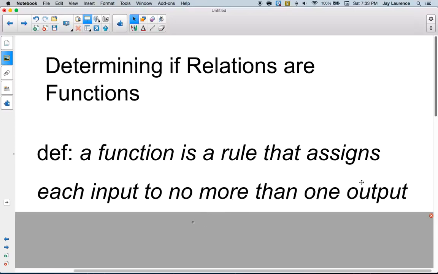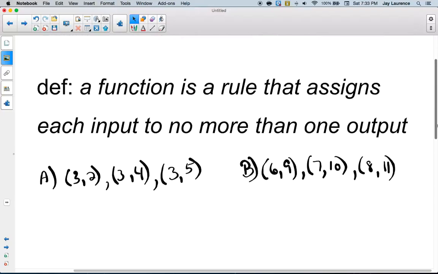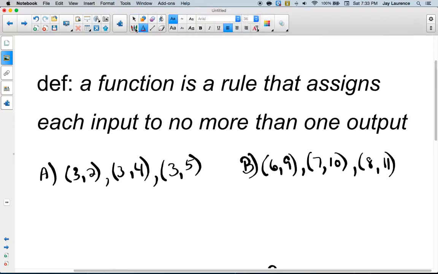All right, so let's take a look at this. Here we have a set of points, right? (3, 2), (3, 4), (3, 5). In problem A, which are your inputs? If you can tell that, then this is an easy problem. Well, you know your alphabet, right? Your ordered pairs always go x, then y. It looks to me like 3 is going to 2. But in the next point, 3, the same input, is also going to 4.